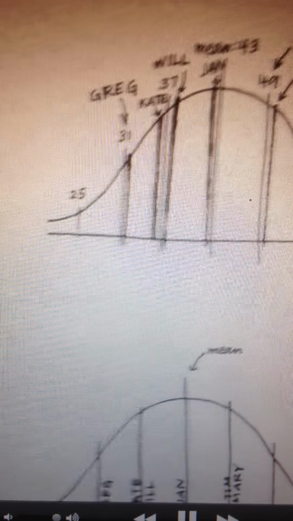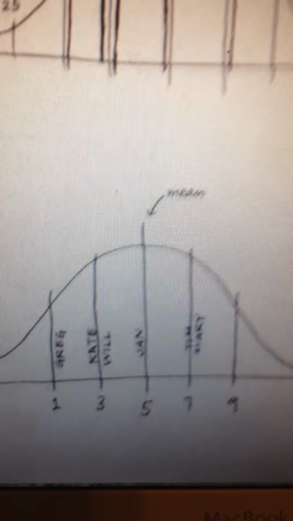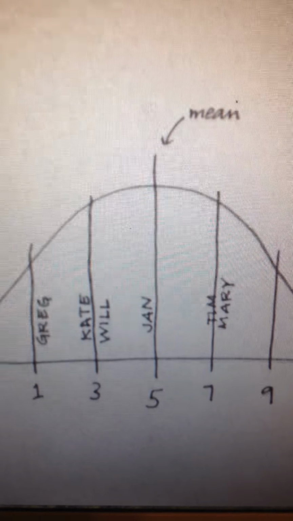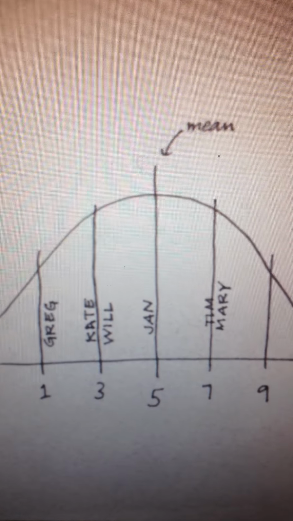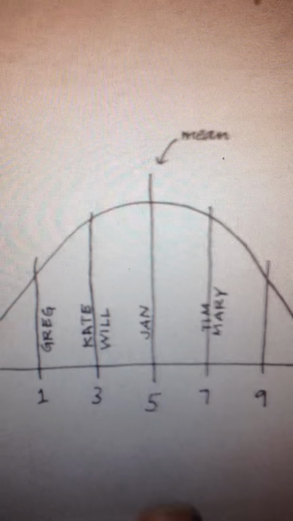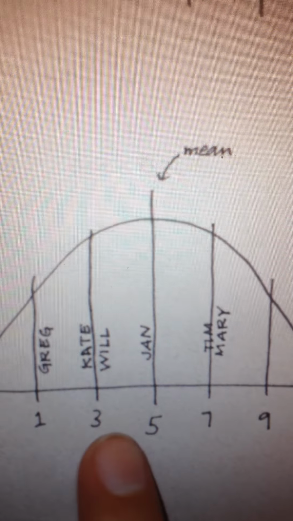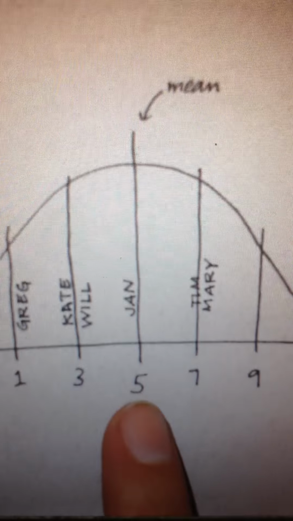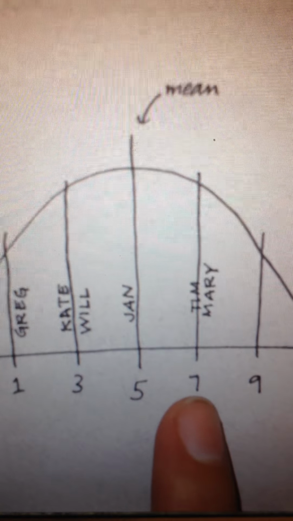Lastly, we can change the scores to stanines, a standardized test score with a mean of 5 and a standard deviation of 2. This would place Greg near a stanine of 1, Kate and Will near a stanine of 3, Jan around average of 5 stanines, and Tim and Mary around 7 stanines.